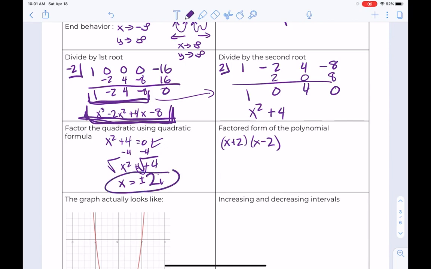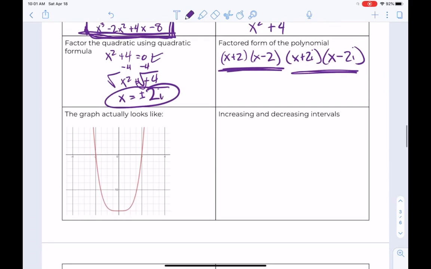And then I get x equals plus or minus this. So when I bring them back, it's x plus 2i and x minus 2i are my other 2 factors. Again, 2 real roots, 2 complex or imaginary roots. Okay, when you graph this in Desmos, this is what it actually looks like.